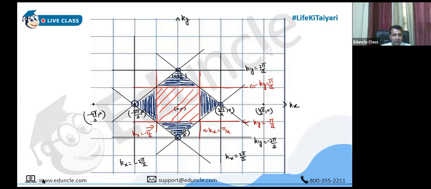Now what about the region corresponding to third Brillouin zone now? It is very important. Third Brillouin zone. Who is going to tell me?